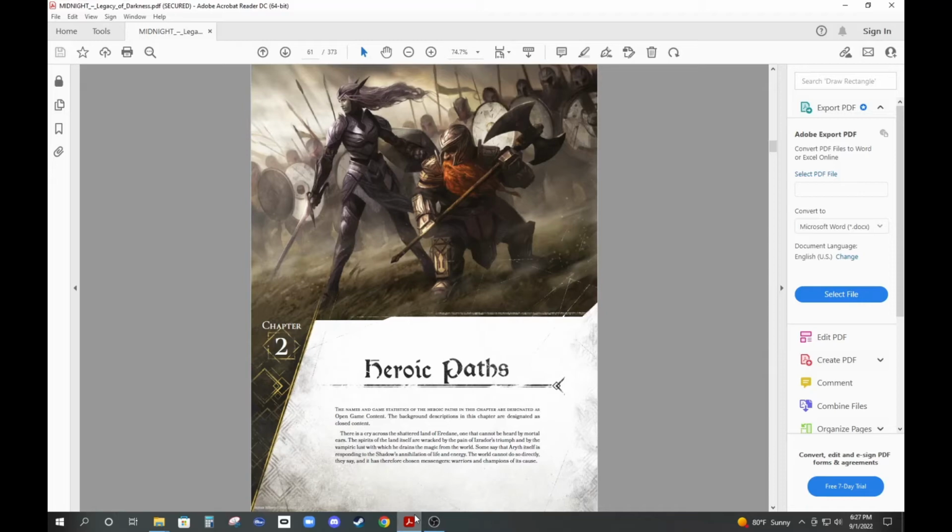Now, opposite of that is the heroic paths. There are so many options for the players when it comes to heroic paths. So chapter 2 with the heroic paths is where I think Midnight Legacy of Darkness really shines. This is not the first world or campaign setting to be a dark setting or a gritty setting or a low magic setting. But the heroic paths is a really, really cool idea that I like quite a bit. I like the idea of it.